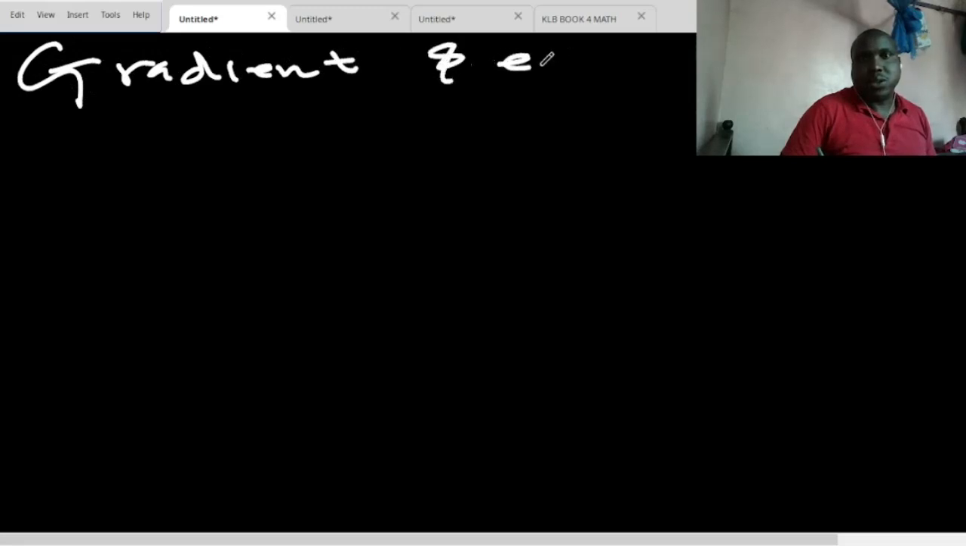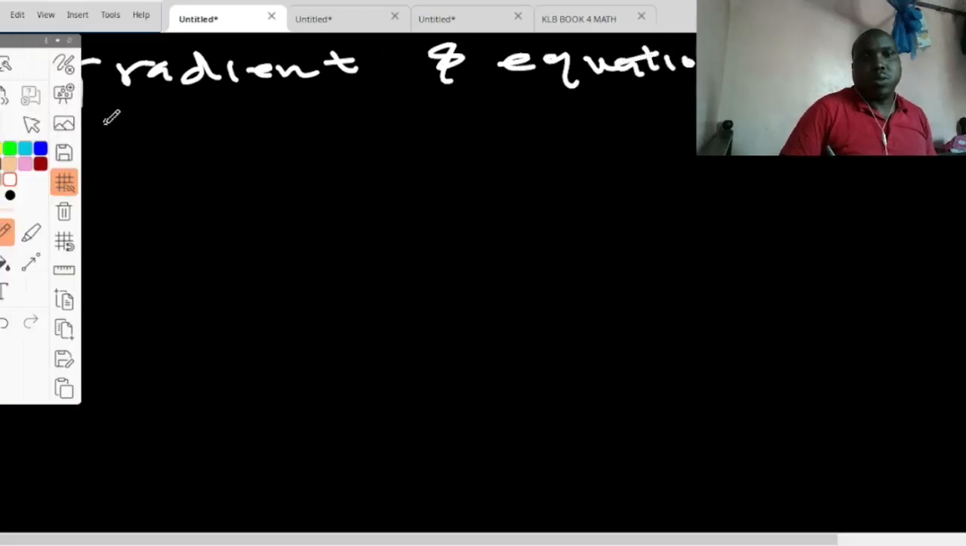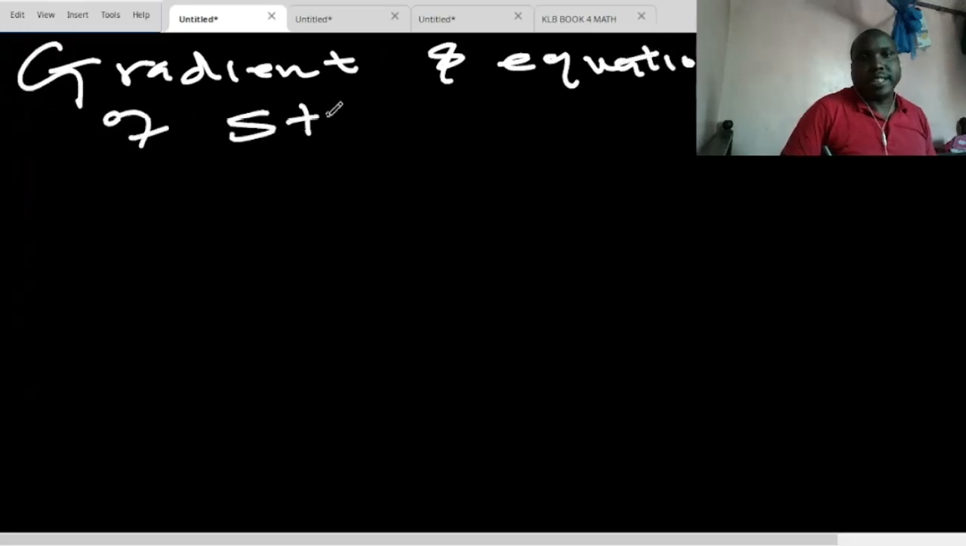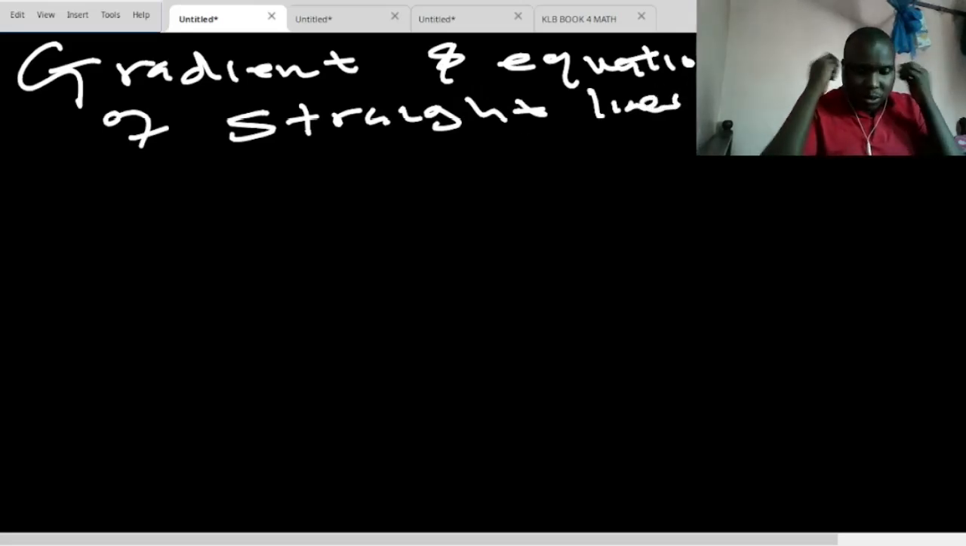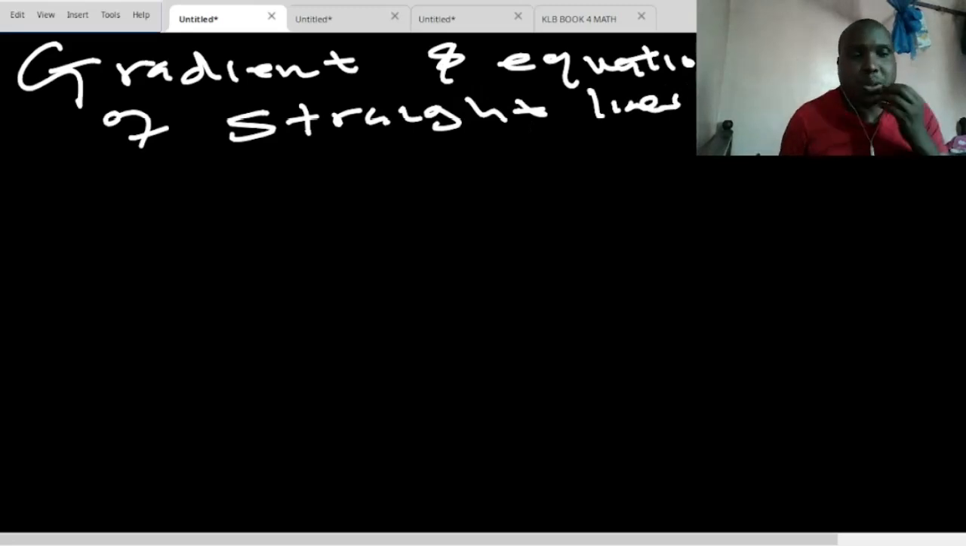The equation of a straight line: gradient and the equation of straight lines. I don't want to do much. What I want to do is to remind you how to get the equation of a straight line.